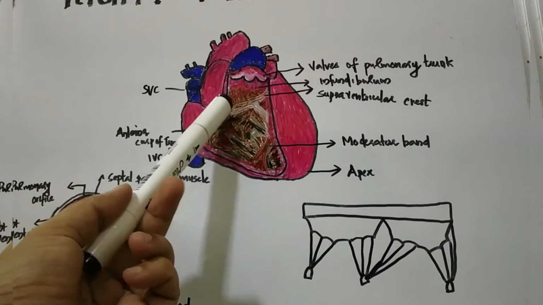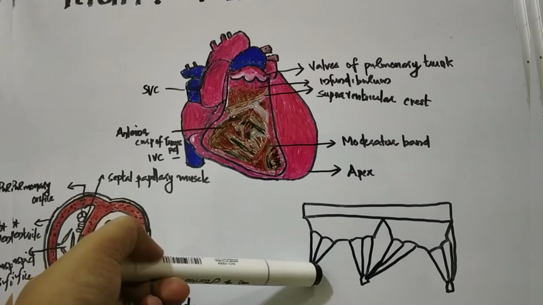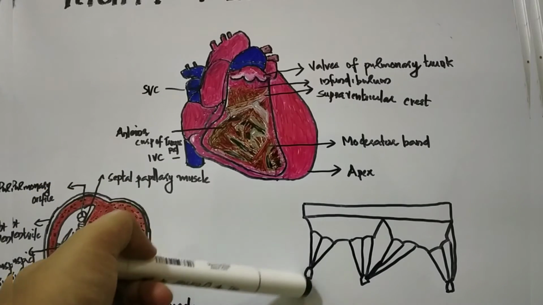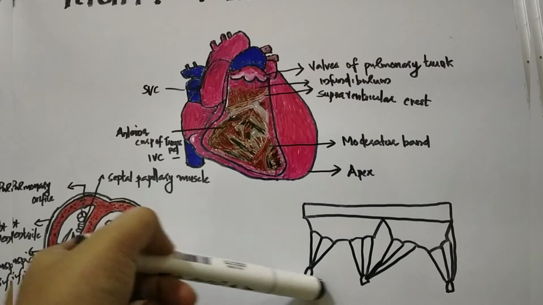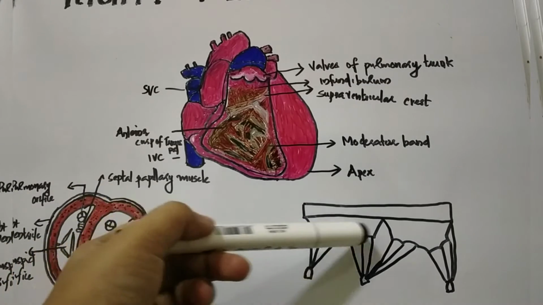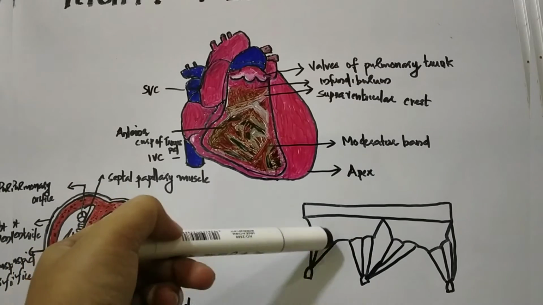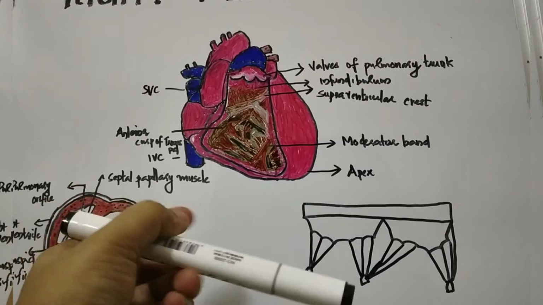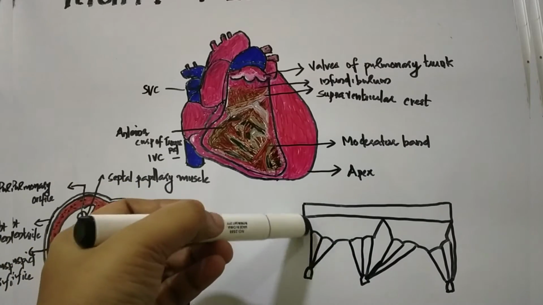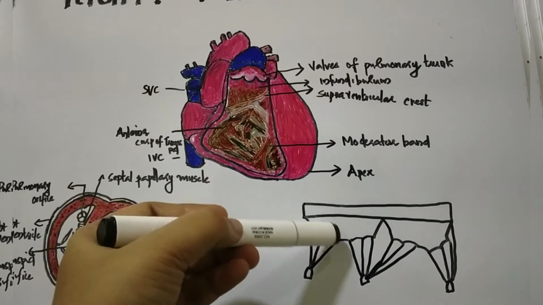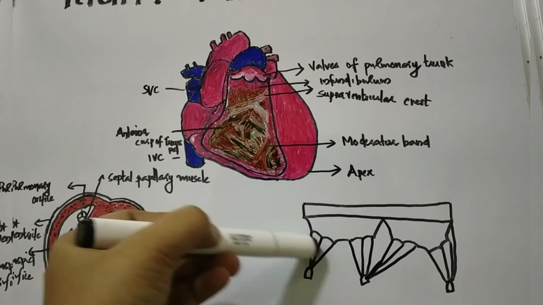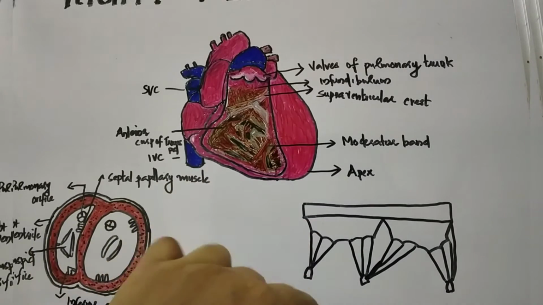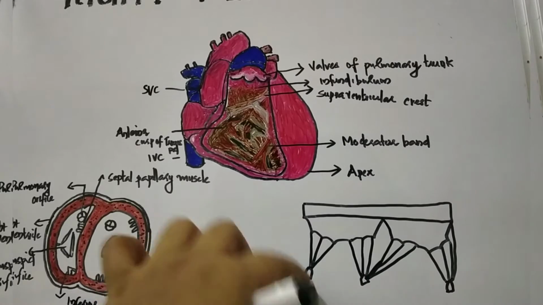The ridges are the fixed elevations, and the pillars are formed by the papillary muscles, with one side attached to the wall of the ventricle and the other side attached to the cusp by means of chordae tendineae. So these are the papillary muscles, and one side is attached to the cusp by means of chordae tendineae. This is the chordae tendineae, and the other side is attached to the wall of the ventricle.